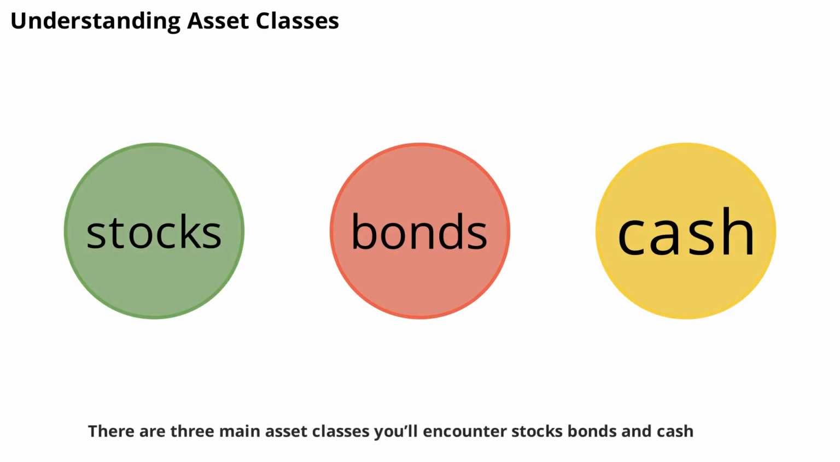There are three main asset classes you'll encounter: stocks, bonds, and cash. Stocks represent ownership in companies and offer the potential for high returns, but they come with higher risk. Bonds are loans to governments or companies and tend to be less risky, providing steady income. Cash includes savings accounts and money market funds, offering safety and liquidity but low returns. Each asset class behaves differently, so combining them can help you achieve a smoother investment experience. Now, let's see how you might divide your money among these options as a beginner.